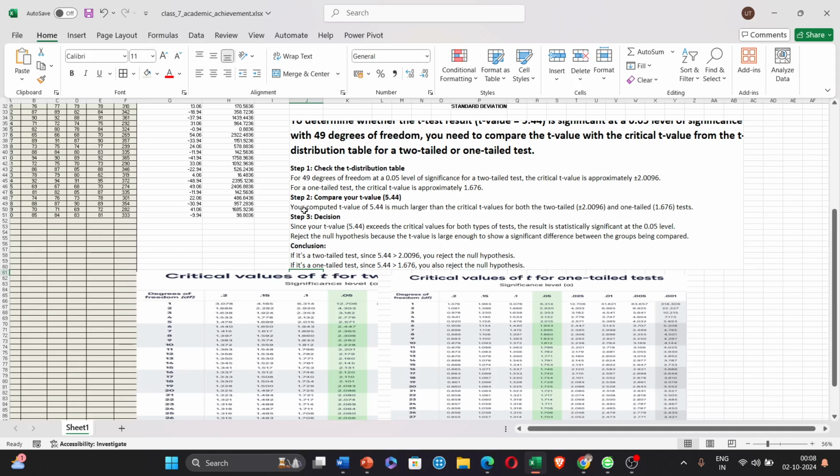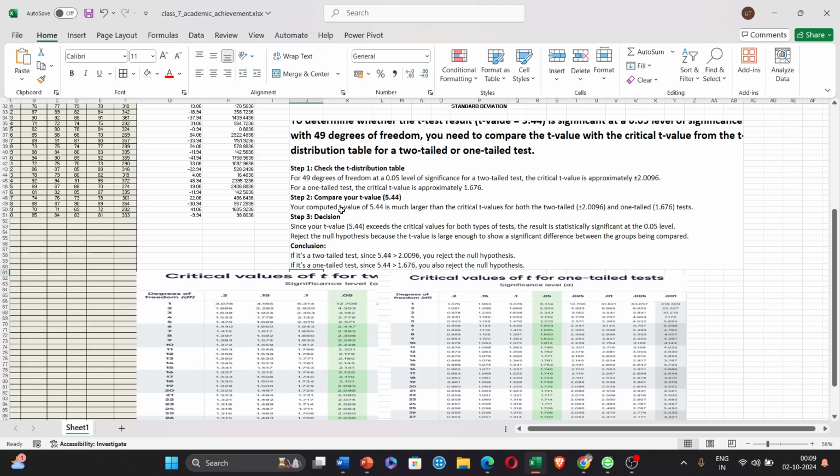Our computed t value is much larger than the table value, because the table value is this and this is very small. Our computed value is more, so there is a difference. When you calculate from any collected data, you have visited the field, and you find your value is more than the table value, especially for the t value.